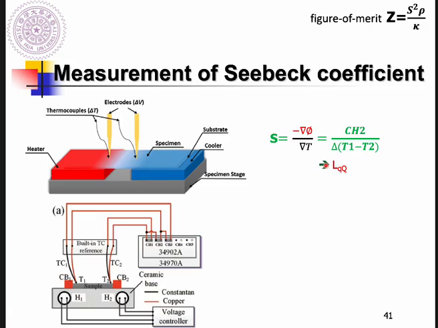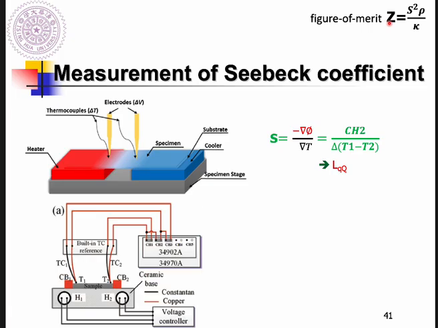And yes, we have what we call the figure of merit Z, which equals the Seebeck coefficient squared times the electrical conductivity divided by the thermal conductivity. If you have a larger Z, it means this material is more suitable and has higher performance in the thermoelectric effect.